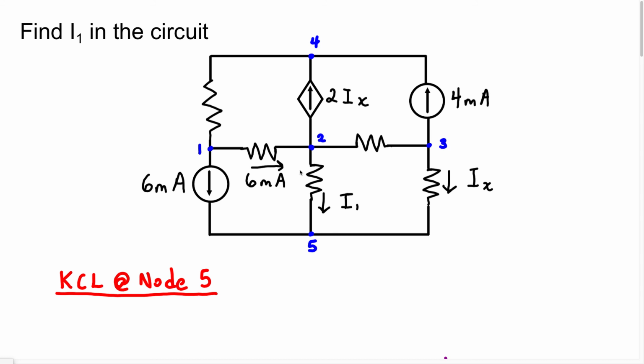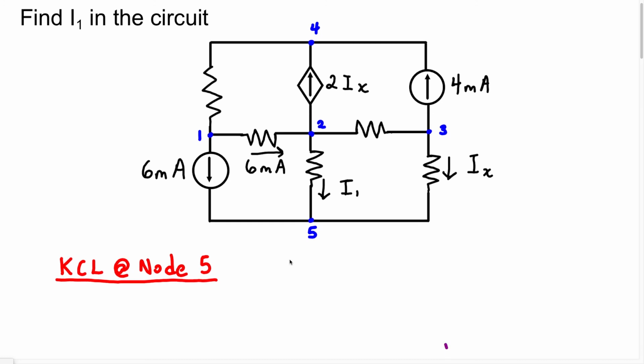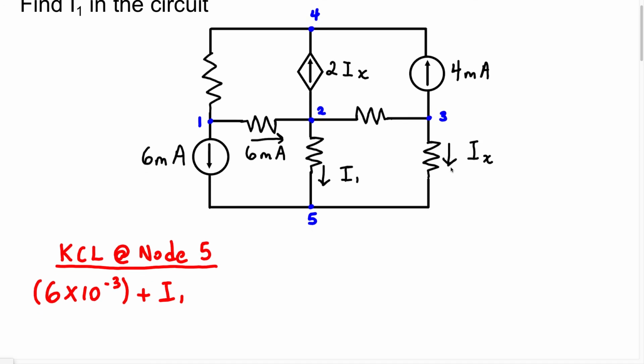So the current entering node 5 is going to be 6 milliamps. You can write this as 6 times 10 to the minus 3, plus we have I1 entering node 5, so plus I1. And we also have IX entering node 5, so we have the current IX. And we have no current leaving the node, so this equals 0.